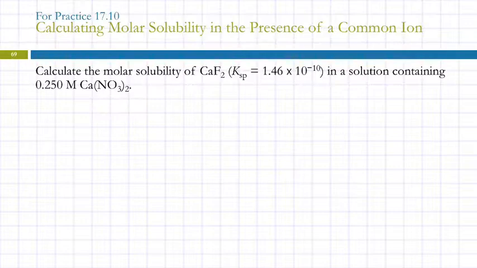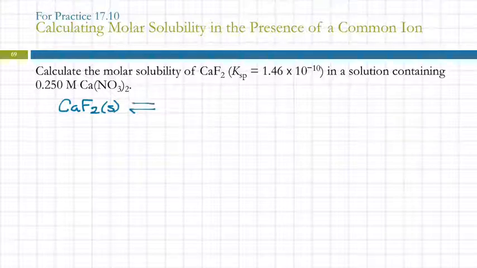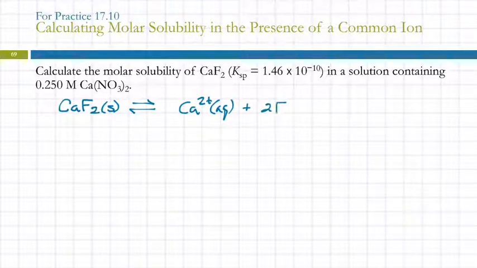Let's look at how that would work. Calculate the molar solubility of calcium fluoride in a solution containing 0.250 molar calcium nitrate. Here we do have a spectator ion. What's the spectator? Calcium is not a spectator. It's nitrate. So we're looking at the solubility of calcium fluoride. Calcium fluoride solid dissolves and forms calcium ions and 2 fluoride ions for every formula unit that dissolves.